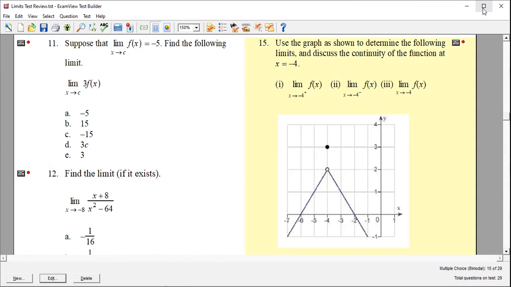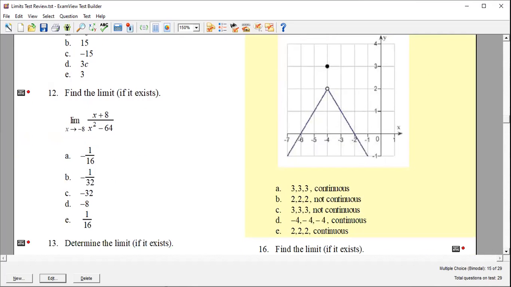Ignore it, right? From the left, ignore that point at the top. From the left, where does our limit go when it gets to -4? 2. From the right, if they both go to 2, then what's your limit as it approaches -4? 2. So these should be 2, 2, and 2. Does everybody understand that? So let's look at what we have down here.